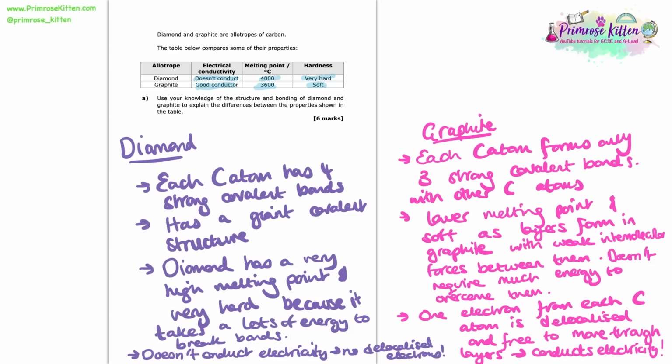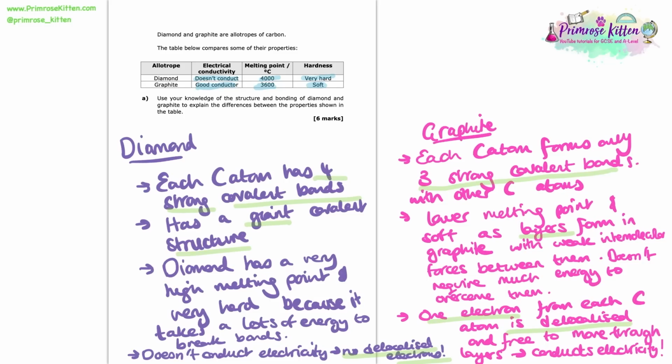So let's just look at some of the key facts that are important to know about diamond and graphite, the key words that are going to bring you the marks in an exam. For diamond, knowing that you have 4 strong covalent bonds and a giant structure, and for graphite, that we only have 3 strong covalent bonds and that we have layers formed. Also, graphite has 1 delocalized electron for every carbon, and in diamond, you actually have no delocalized electrons.